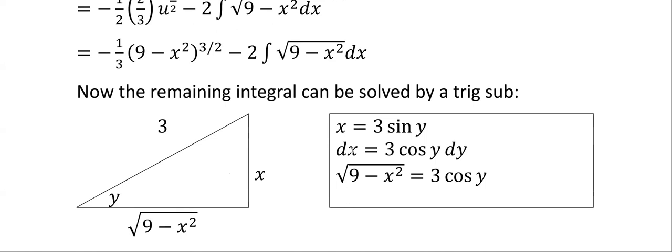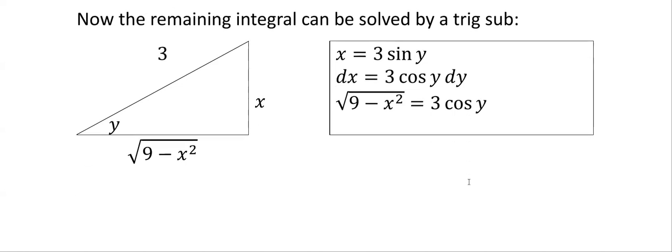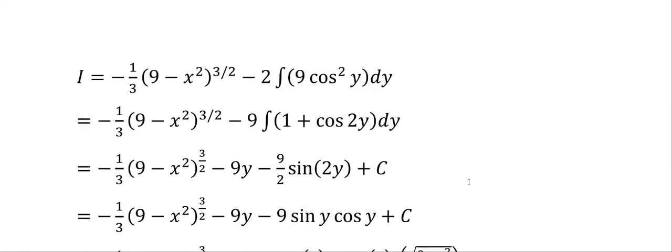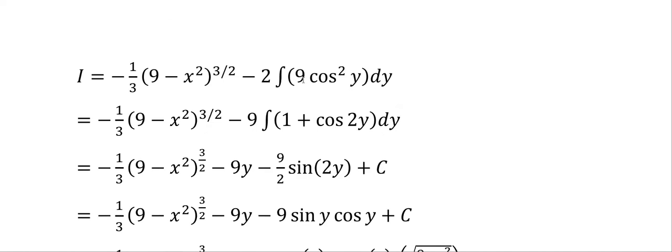dx is 3 cosine y dy. And then the square root term we can get by cosine. So it's 3 cosine y. Okay, so we substitute. We would get 9 cosine squared y dy. This is familiar territory now. We just use the half angle identity to solve this.